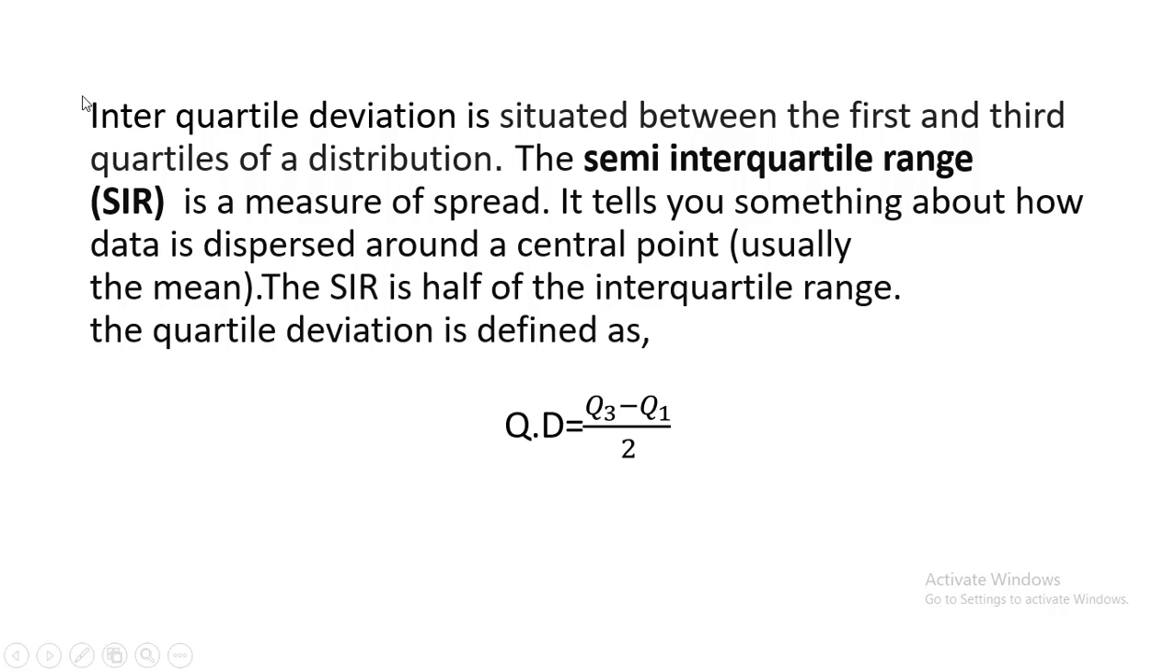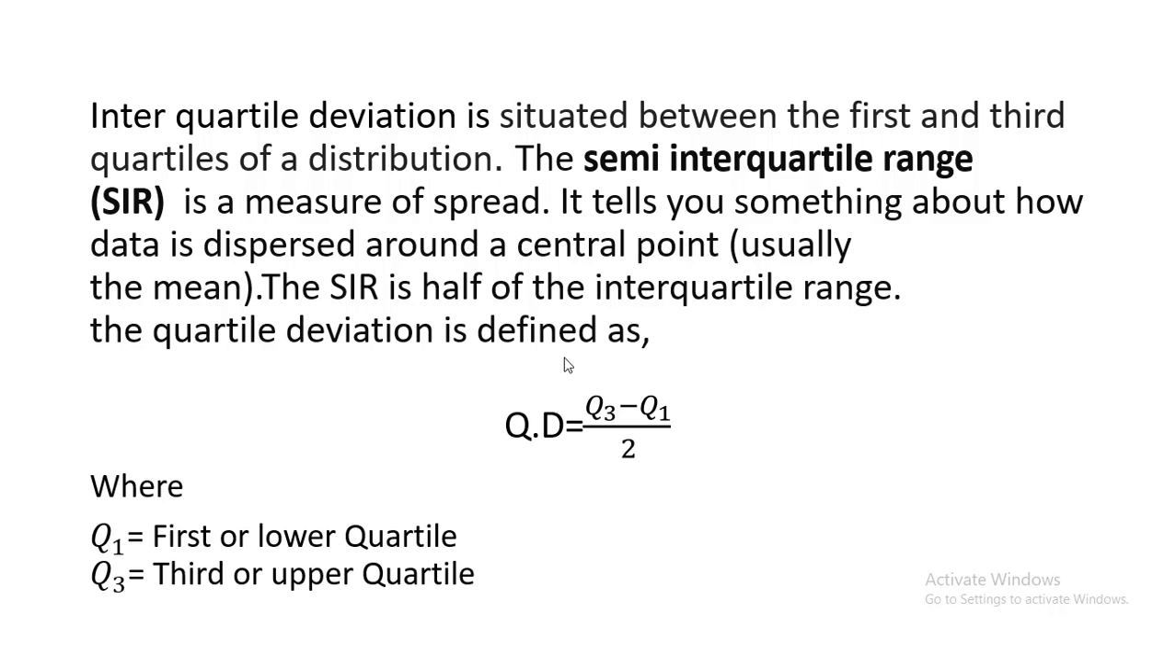Okay, so interquartile range is Q3 minus Q1, and half of interquartile range, which is (Q3 minus Q1) divided by 2, is quartile deviation, or you can say semi interquartile range. Alright, so for that we need to find out Q3 first, the third or upper quartile, and Q1, the first or lower quartile.